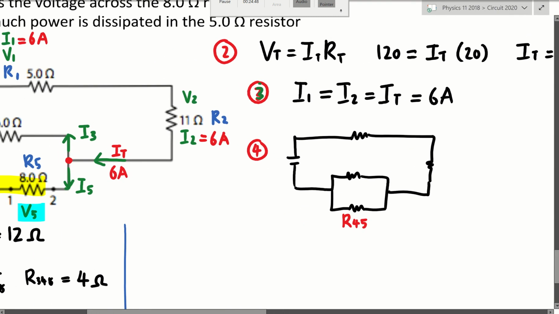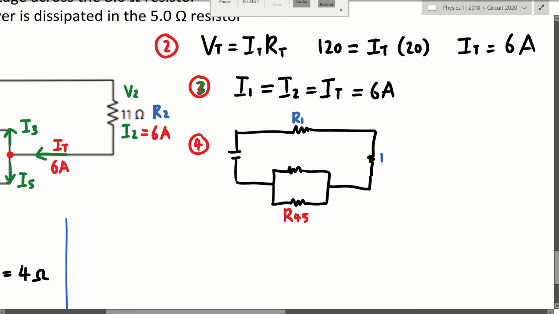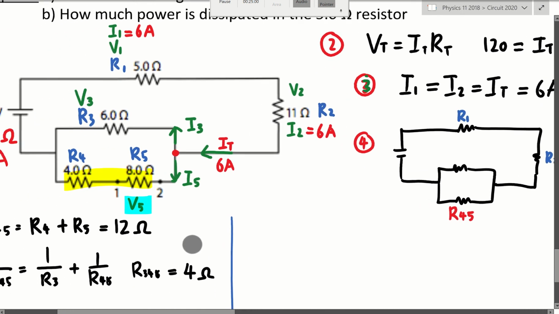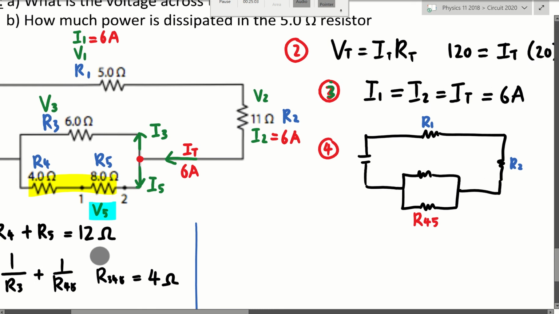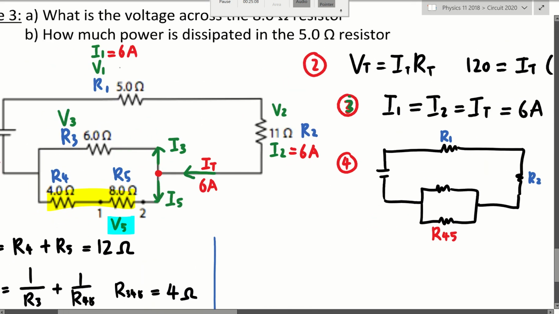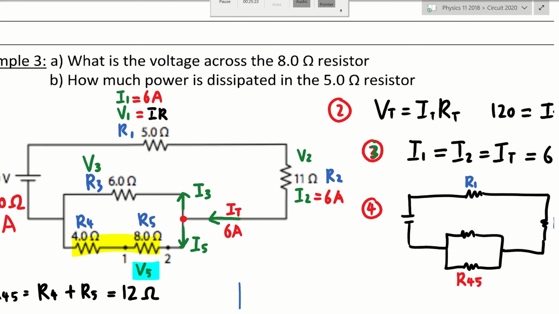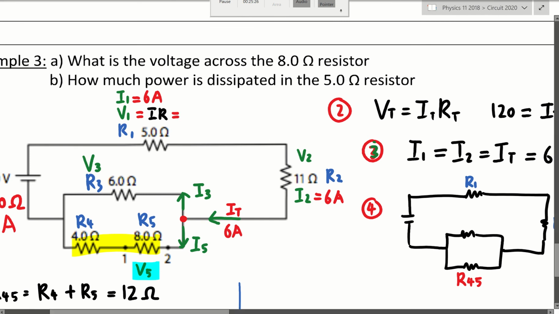What I know is R1 up here, and R2, and R45, and the battery. In terms of the voltage, I can find out the voltage drop on all of them. It's quite easy. For example, what is the voltage drop on V1? I have two out of three things, right? V equals IR, and I have my I and R, 6 and 5. So 6 times 5 is 30. So I'm dropping 30 pizza here.